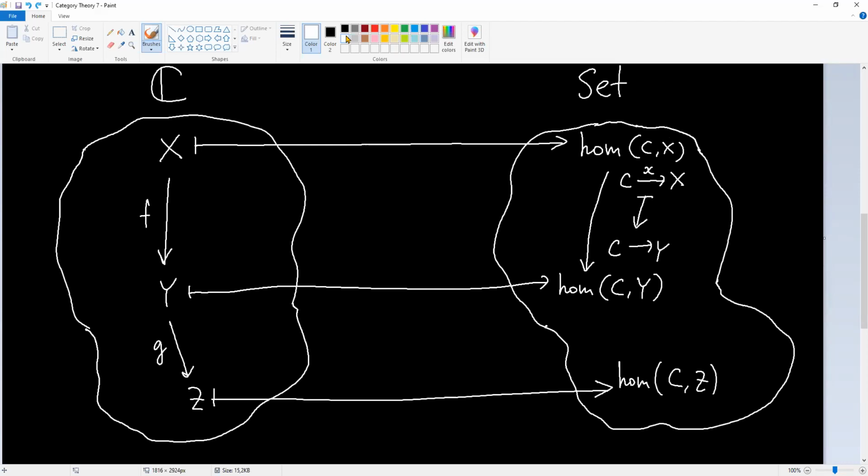Use f of x. But f of x doesn't make sense. f is a morphism. If you meant f of x, I don't know what this is, because x is a morphism from C to X, and f is a morphism from X to Y. We're now in an abstract category.